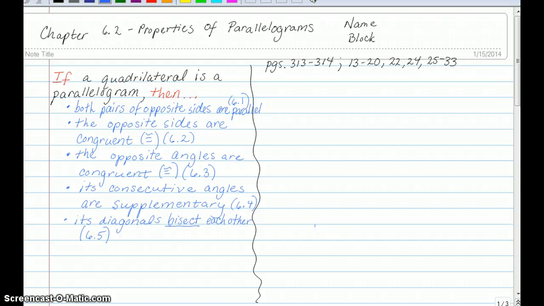This is chapter 6.2, Properties of Parallelograms. You'll be doing the assignment pages 313 to 314, 13 through 20, 22, 24, 25 through 33.